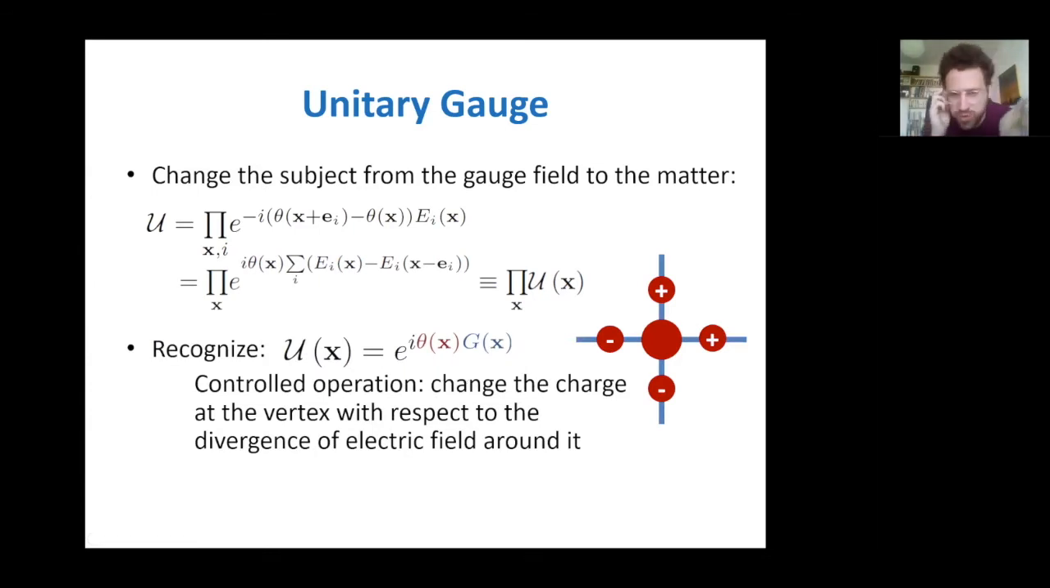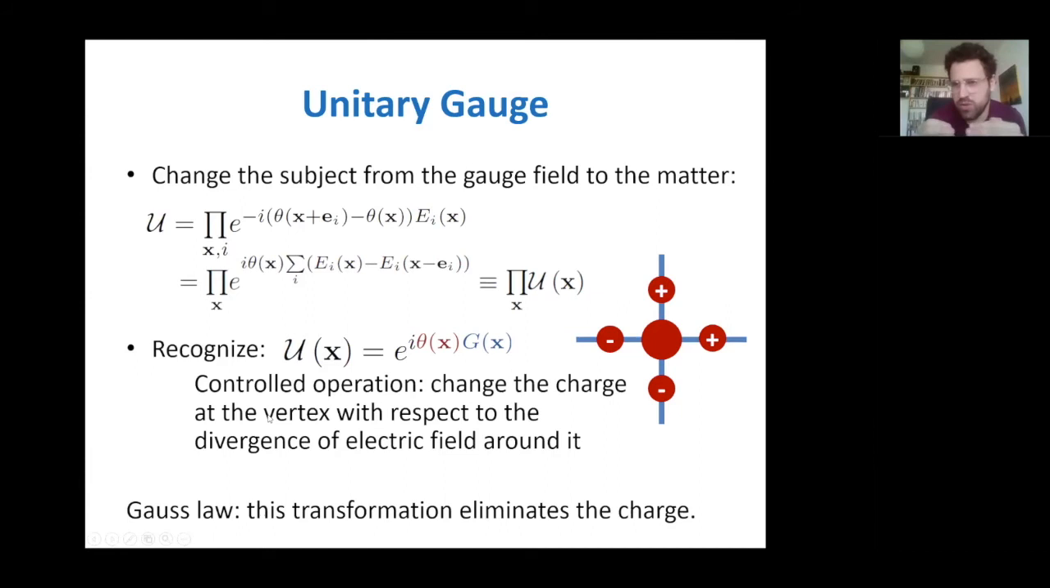So as I said, we recognize it as some controlled operation in which we act on the matter with theta, and it's controlled by the divergence of the electric fields. It means that I change the charge. We said that e to the i theta is a raising or lowering operator of the charge on the vertex. We change the charge at the vertex with respect to the divergence of the electric field around it. However, we have Gauss law. Gauss law guarantees us that the divergence of the electric field G equals the charge that we have at the vertex. So what this transformation does is to locally get rid of the charge that I have on the vertex. I just write down this operation, which is controlled by the gauge field, by the operator G. And I'm exploiting the fact that the Gauss law, the local symmetry, tells me that the divergence equals the charge. Then this is really what we do in this unitary gauge fixing.